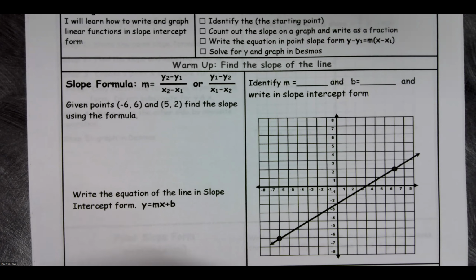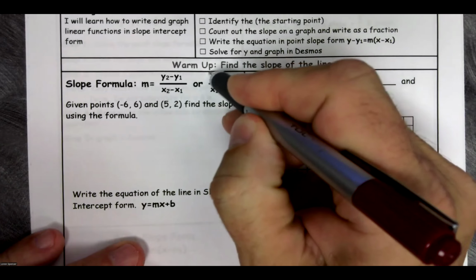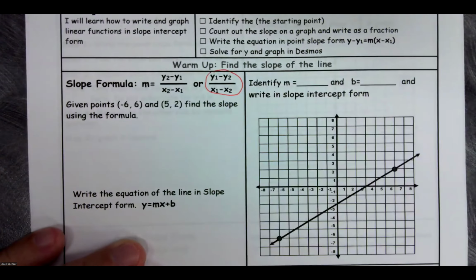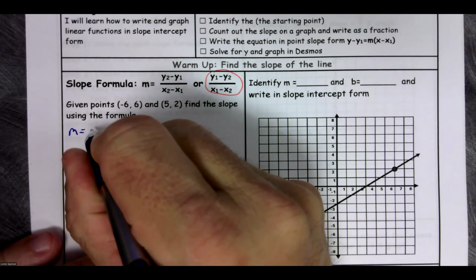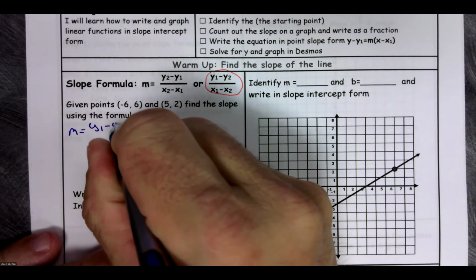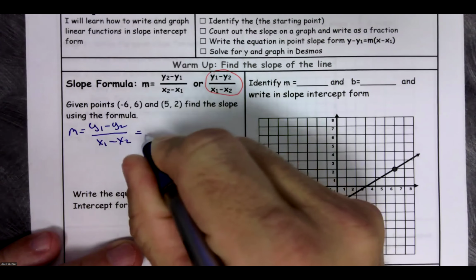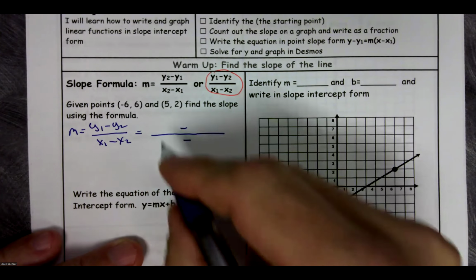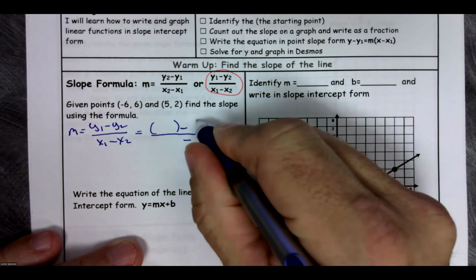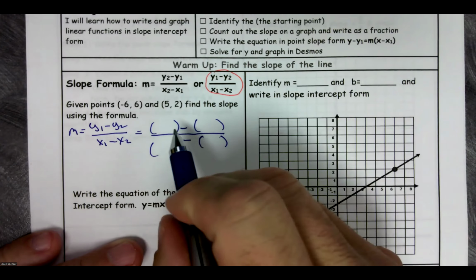This is a warm-up, and we're going to be focusing on slope-intercept form. The first one says, given points (-6, 6) and (5, 2), find the slope using the formula. As I've said before, I prefer this formula, so that's what I'm going to use. My formula is m equals y1 minus y2 over x1 minus x2. And as I've said before, drop the minuses, just put them down there and add parentheses. Just like that. It makes all the difference in the world.